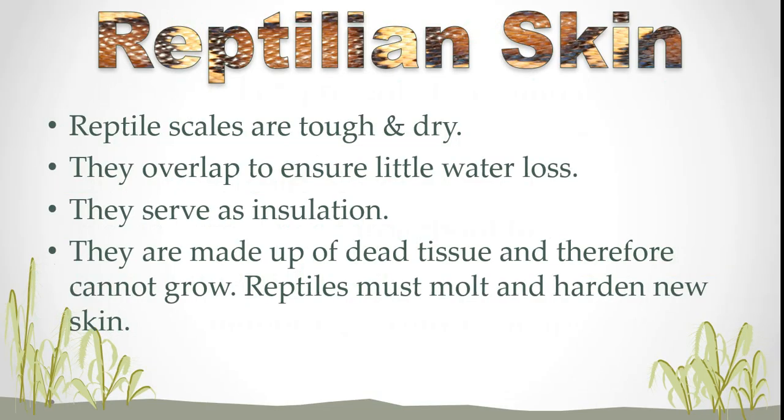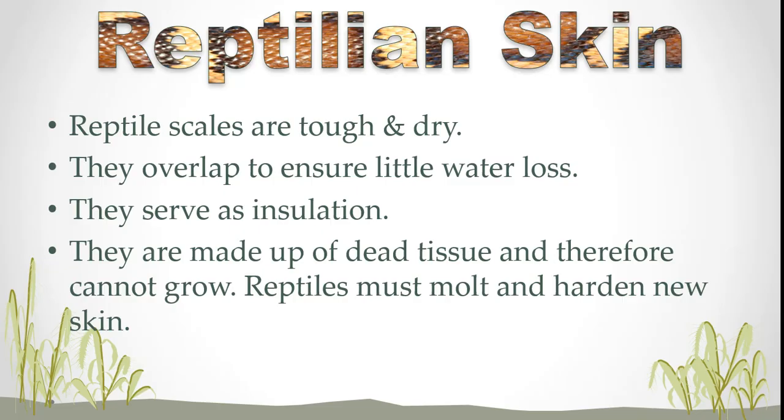Okay, let's look at their skin. Their scales are tough and dry. They overlap kind of like, what do you call those tiles on a roof? Shingles on a roof, they overlap. That is to preserve their internal moisture so they don't lose any moisture to the outside by evaporation or even dripping or cutting or something like this. It also serves for insulation. Since they're cold-blooded, they need to stay warm. In the early spring, you might see a snake outside sunning itself to warm up. That's what they're doing. They're made up of dead tissue.